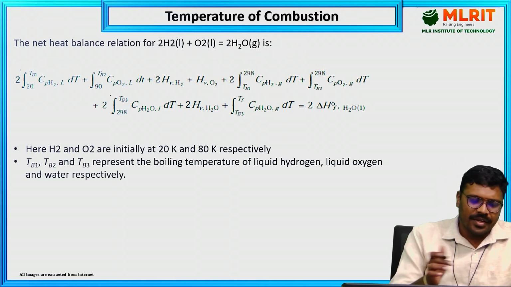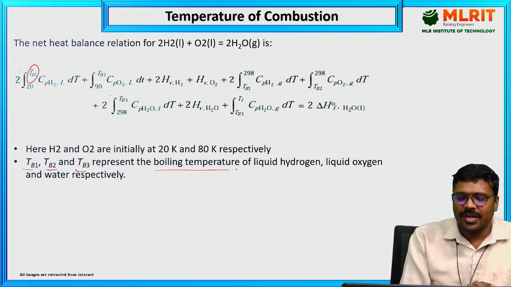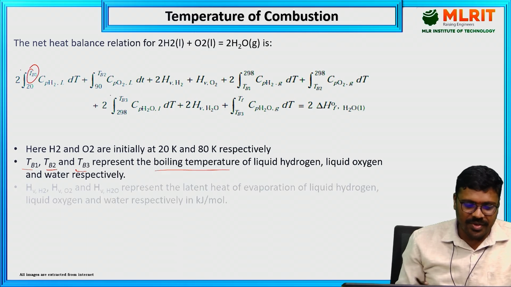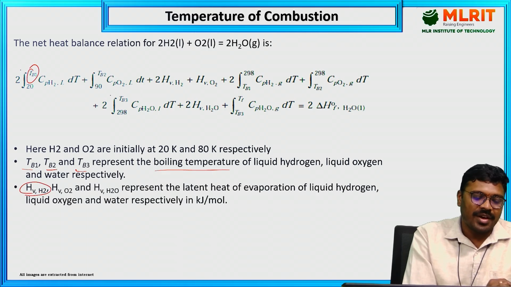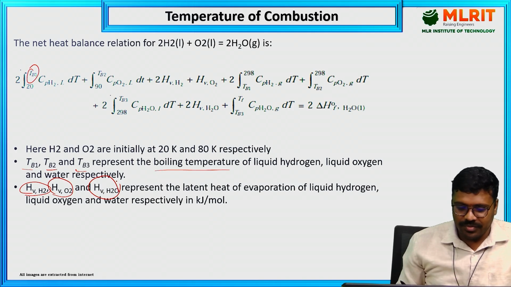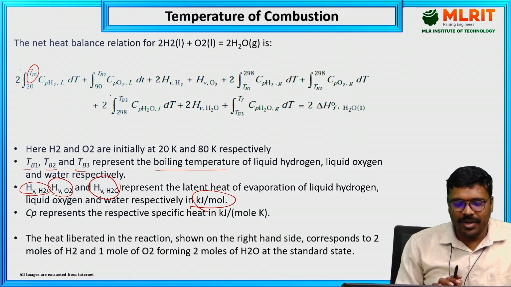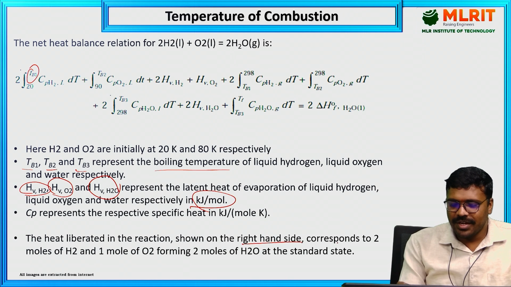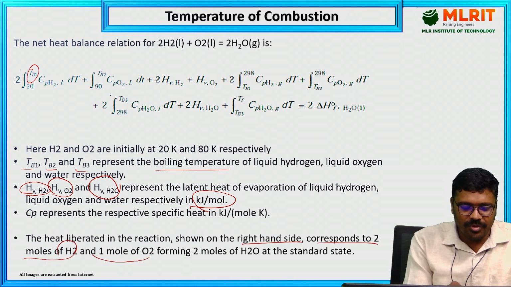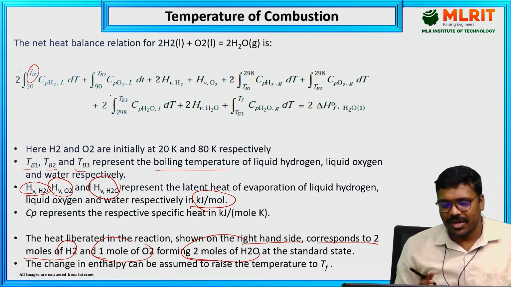Okay, and here Tb1, Tb2, Tb3 are the boiling temperatures of hydrogen, oxygen and water, and Hv of H2 means latent heat of evaporation for hydrogen, latent heat of evaporation for oxygen, and this is latent heat of evaporation for H2O in kilojoules per mole. So Cp represents the specific heat in kilojoules per mole, right? So the heat liberated in this reaction shown on the right hand side corresponds to the 2 moles of H2, 1 mole of O2 and 2 moles of H2O. So the change in enthalpy can be assumed to raise the temperature to Tf.